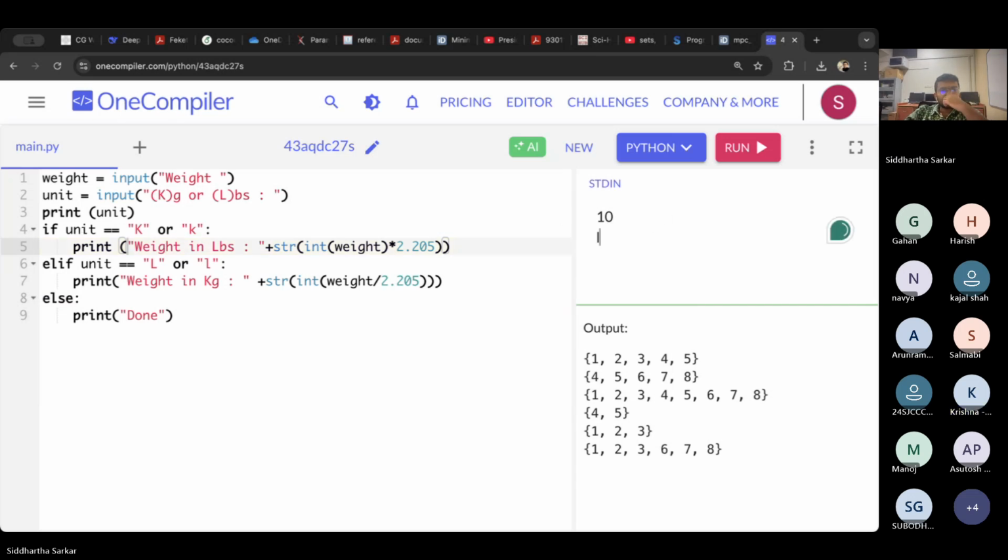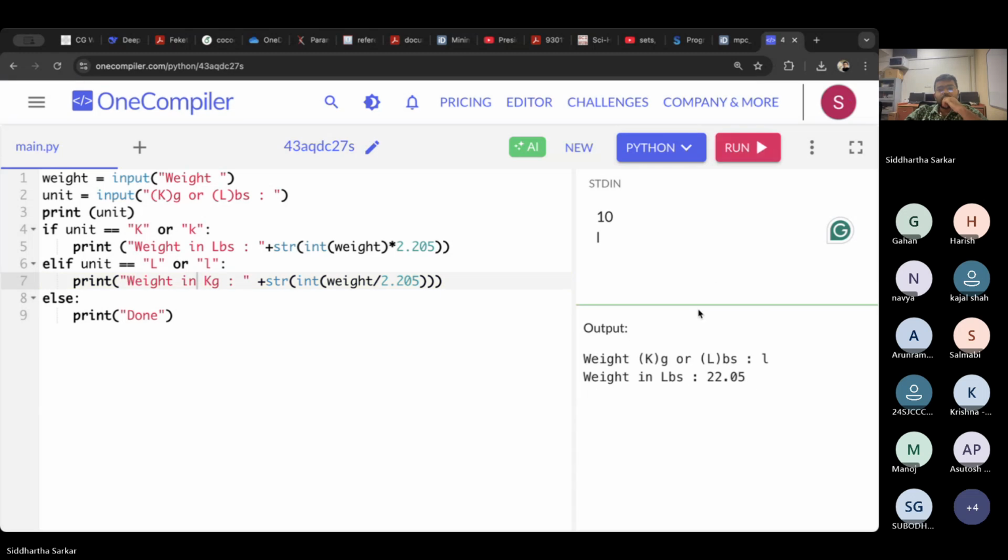So ideally with L it should come here and it will divide by 2.205 and you should be able to see it. All right, let's do that. It's multiplying, no? Yes.